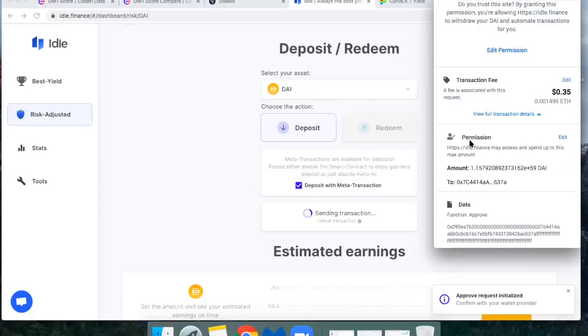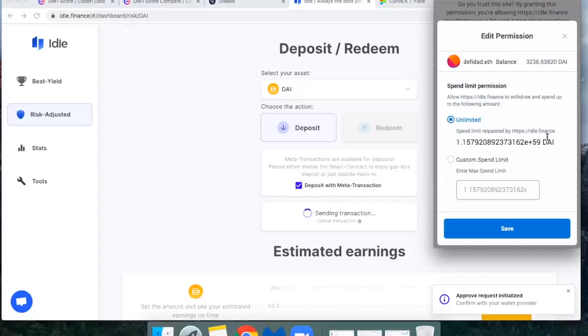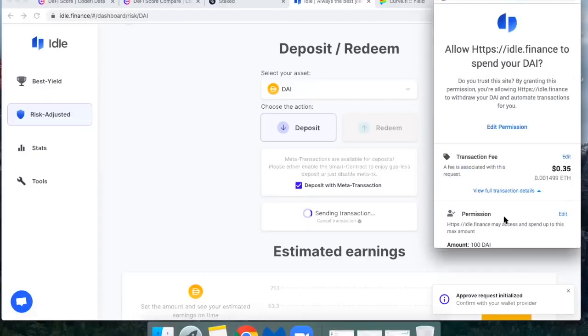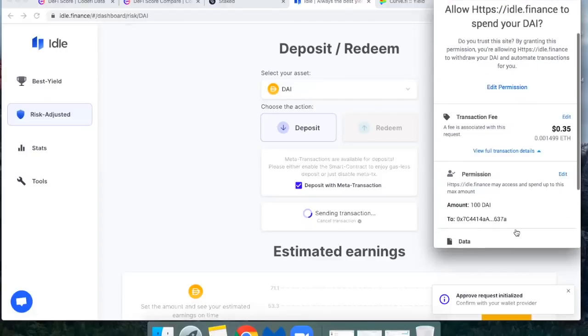The other thing is the permission step. I'm going to click on what permission am I giving. In this case, it would be requesting unlimited permission. I am not one to give unlimited permission in case somehow someone got malicious control of these smart contracts. So in this case, if I was going to deposit, let's say 100 DAI, I would put in 100 as the spend limit, and that would be it. And so I've lowered my gas. I've set the permission to only 100 DAI, and then I would hit confirm.